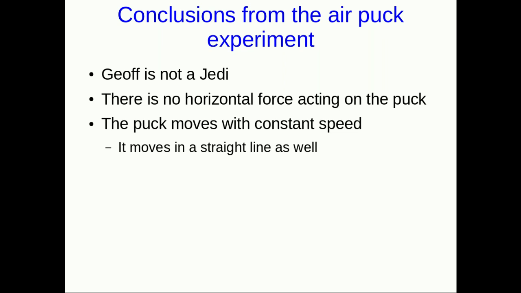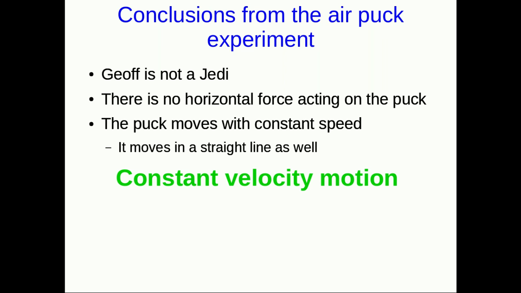But on the upside, we can make some conclusions about motion. There's no horizontal force acting on the puck, which might be a surprise to you. And we see that the puck moves with constant speed. As well, it moved in a straight line. And so moving with constant speed in a straight line means it was moving with constant velocity motion. Its velocity vector was not changing. And we know what that means. That means that the acceleration of the puck was zero.